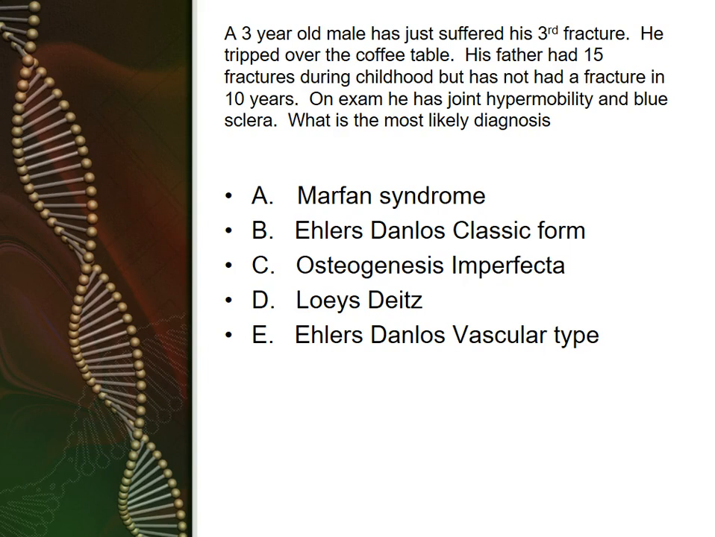So, a 3-year-old male has just suffered his 3rd fracture. He tripped over a coffee table. His father had 15 fractures during childhood, but has not had a fracture in 10 years. On exam, he has joint hypermobility and blue sclera. What is the most likely diagnosis? Marfan syndrome, Ehlers-Danlos classic form, osteogenesis imperfecta, Loeys-Dietz, or Ehlers-Danlos vascular form.